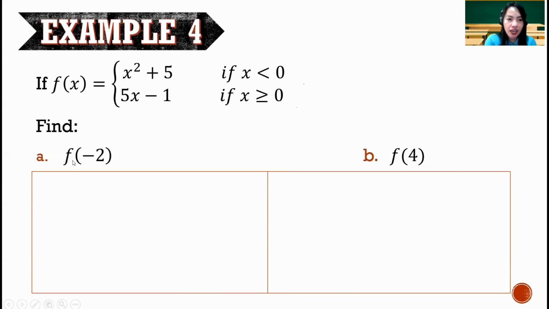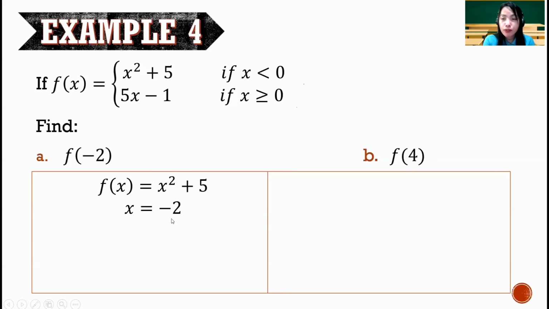In letter A, we have f of negative 2. And in letter B, we have f of 4. So in letter A, the given value of x is negative 2. Since there are two subfunctions in example 4, which one should we choose? Is it the first or the second function? That is the first function. Why the first function, x squared plus 5? Because the value of x here is negative 2.